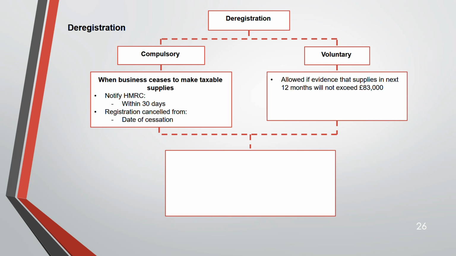Voluntary. If there is evidence that supplies in the next 12 months are not likely to exceed 83,000, 83 not 85, 85 is for registration, for deregistration it is 2,000 less, 83, then registration is cancelled from the date of request or an agreed later date, whichever is later.